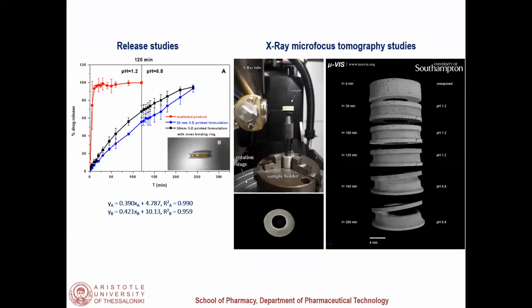In this case, release studies were done at pH 1.2 in simulated gastric fluid and also in simulated intestinal fluid with a pH 6.8. As a control, we used a marketed product containing hydrochlorothiazide in the same strength as the dosage forms we prepared in our lab. What you can see is that in the marketed product, we had a rapid release, almost in 10 minutes, 100% of the drug was released in the medium. On the contrary, in the case of the 3D printed dosage forms, we had a linear increase, almost obeying zero order kinetics with good linear regressions.